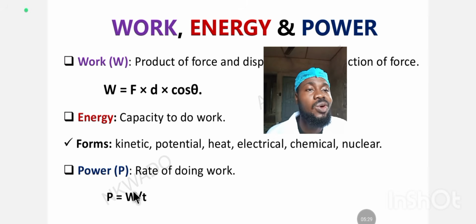If you are told to look for work done, and power was provided, and time was provided, you make W the subject of the formula. As easy as that, you get your answer. That's why you have to understand how to make the subject of a formula.